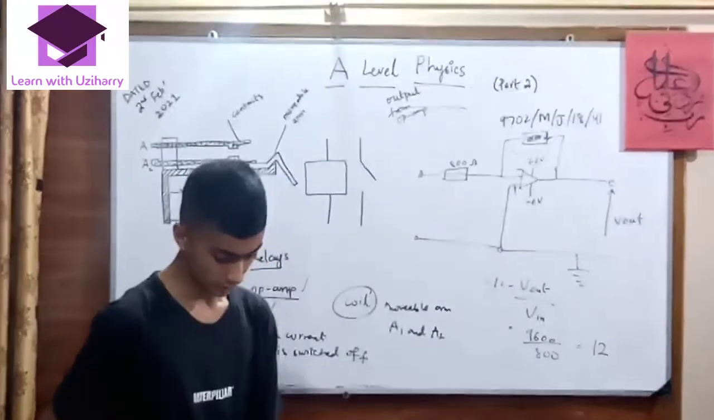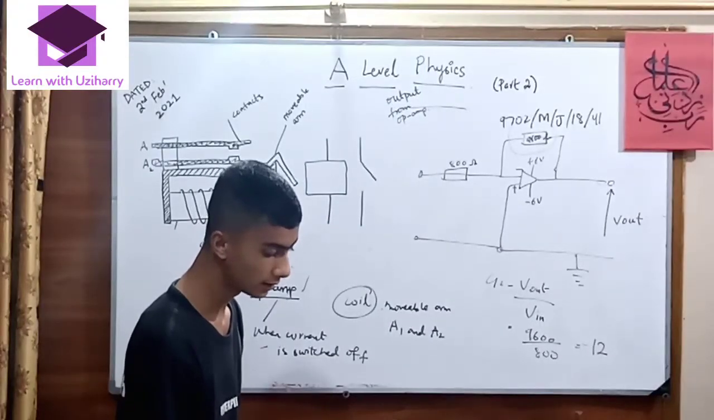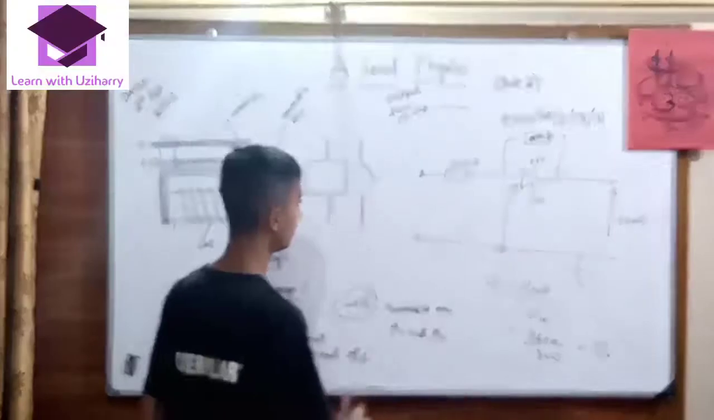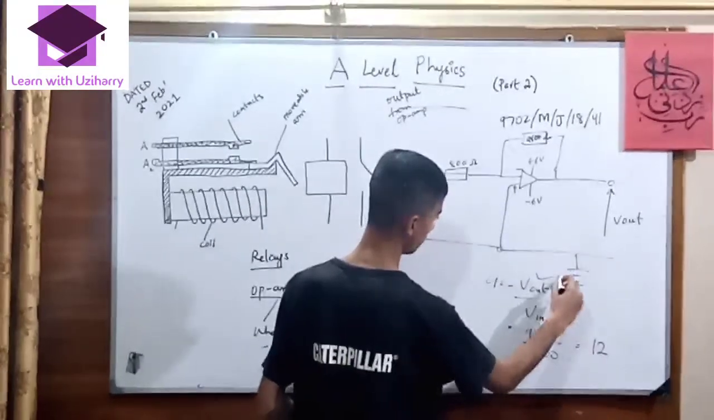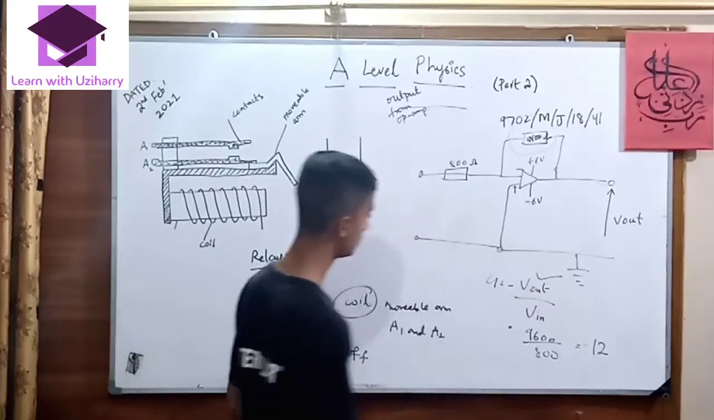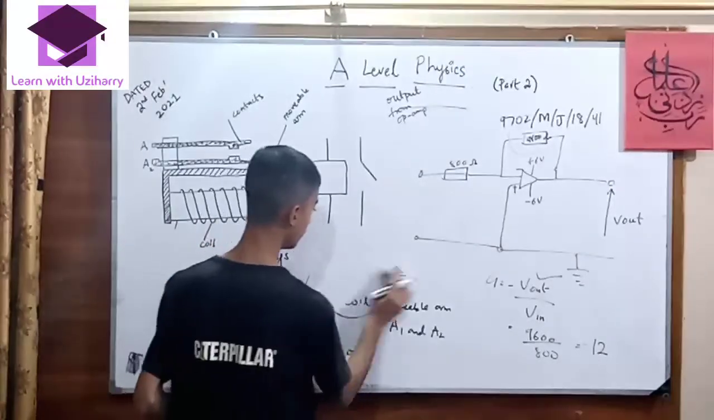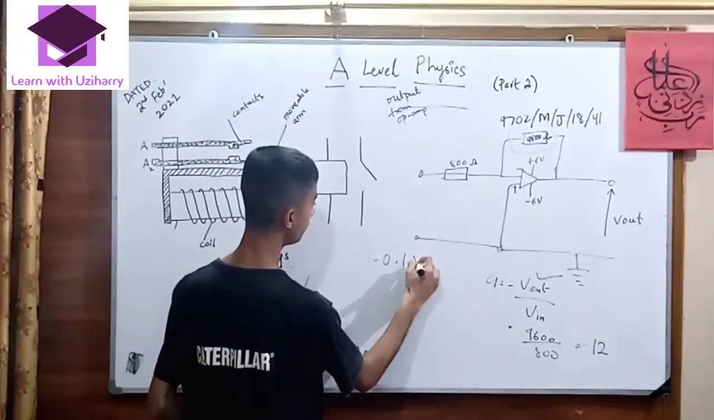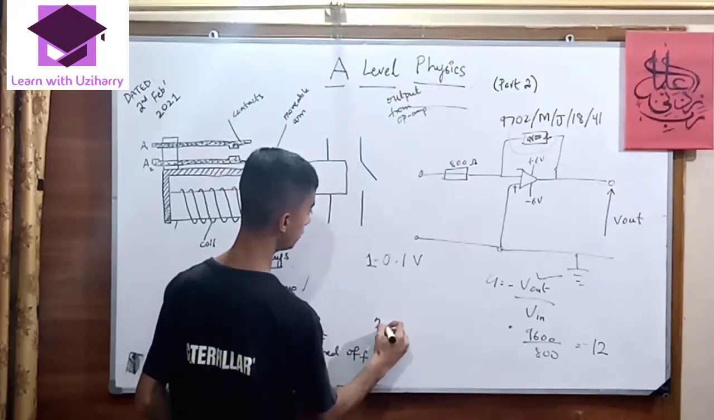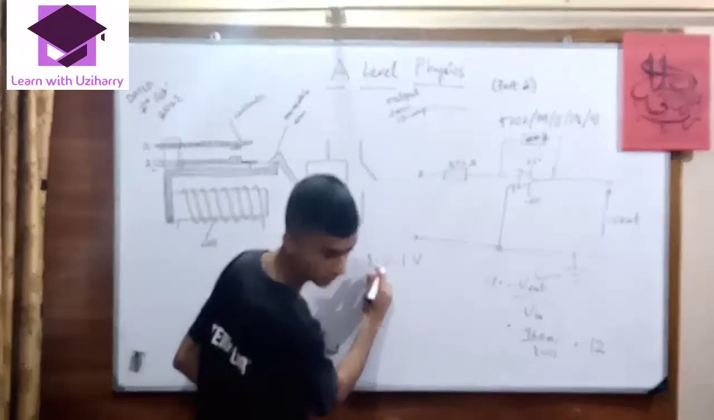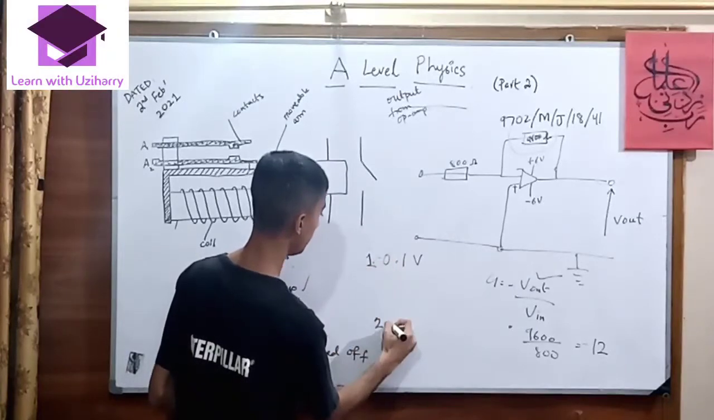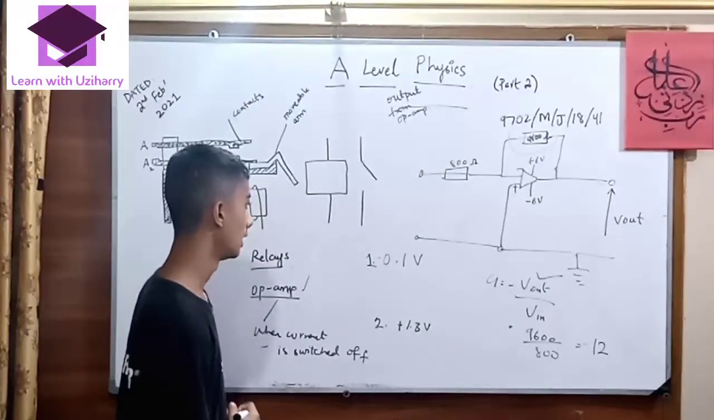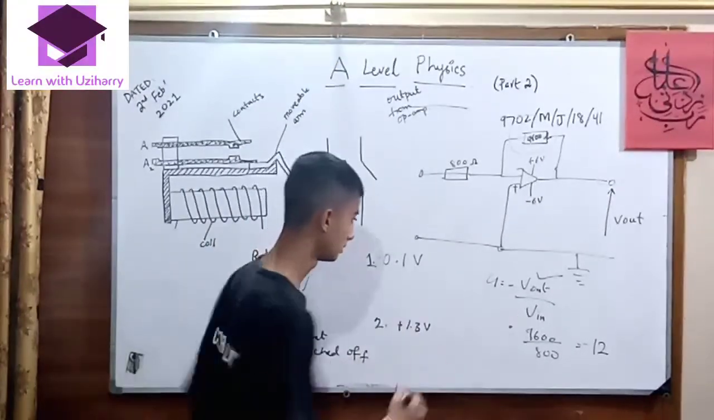In the next question, we are given V in and we need to find V out. There's a question for you. For example, in part 1 we have 0.1 volt, in part 2 it would be minus 0.1 volt, and in part 3 it would be plus 1.3 volt. These are the V in.